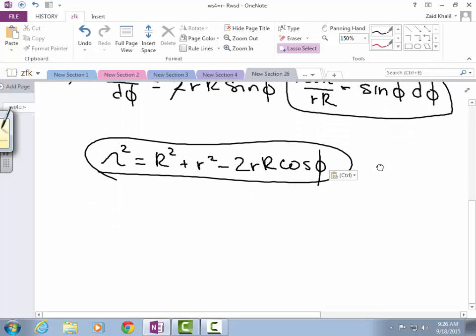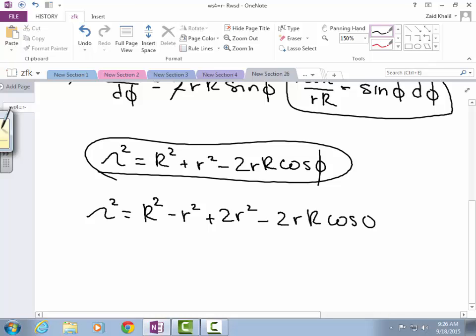So now script R squared, I'm going to write it like this. It's going to be R squared minus little r squared plus 2 little r squared minus 2 r r cosine phi. Does everybody see how that's true? What did I do? I added 0. I just kind of cleverly expanded it. So why would I do this?